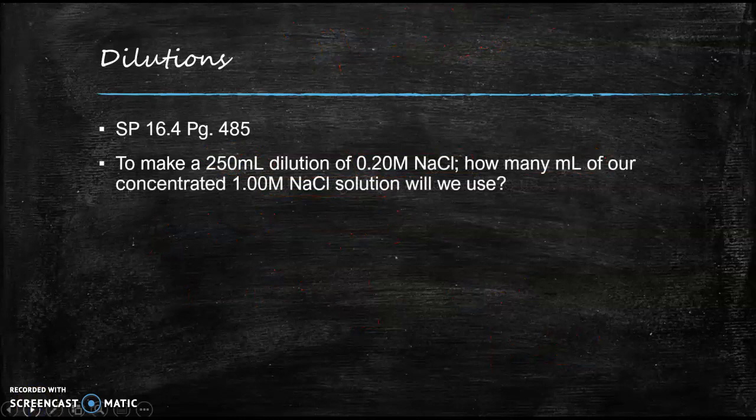All right, here's another example. Remember, the equation is M1V1 equal to M2V2. We are making a 250 milliliter dilution of a 0.2 molar NaCl solution. We need to know how many milliliters of our concentrated 1.00 molar NaCl solution will be used. Pause the video to work this out.